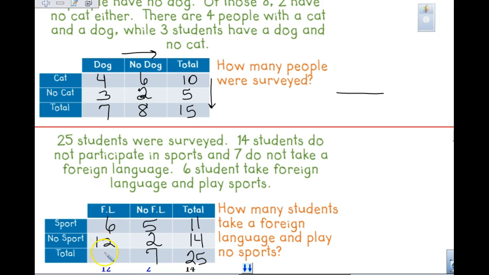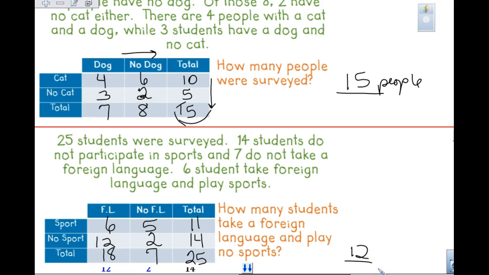And I can add going down and get 18, and 18 plus 7, those give me 25, and 11 plus 14. So going back up to this one, how many people total were surveyed? This should have been 15 people, right? That's my total down here. This one says how many students take a foreign language and play no sports. So if we're looking at foreign language with no sports, we should have 12, right?